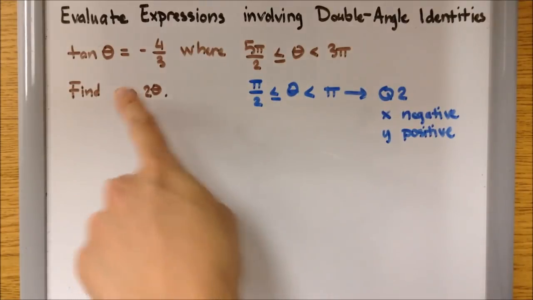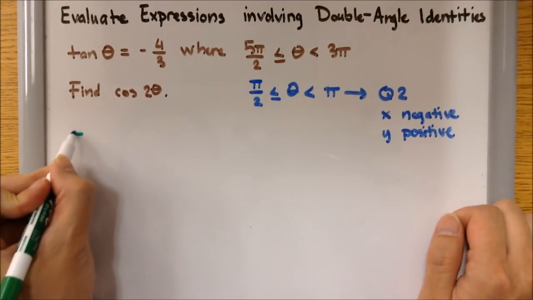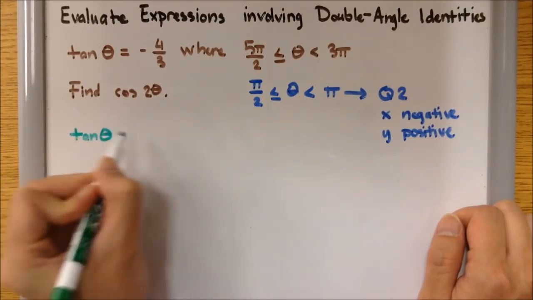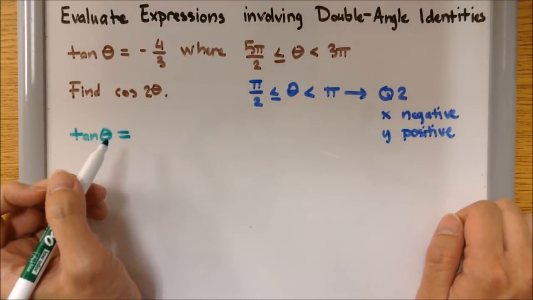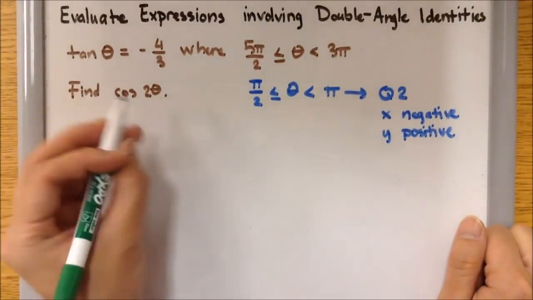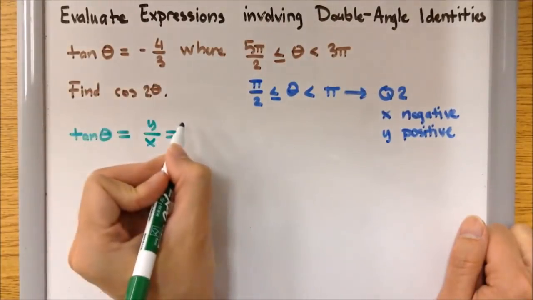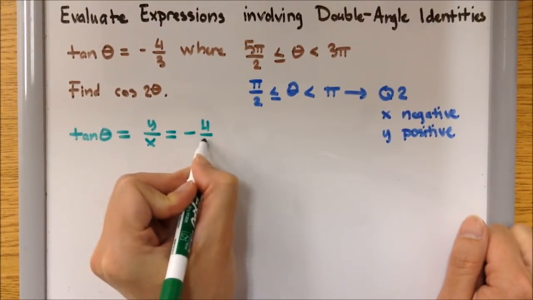So let's go with the given value, tangent theta equals negative 4/3. Now bear in mind, I'm not going to be using tangent of x because, and you'll see why, we're going to refer back to 4.1, the definition of tangent. The definition I'm referring to is the one using x and y. So for tangent theta, the definition is y over x, which is supposed to equal negative 4/3.